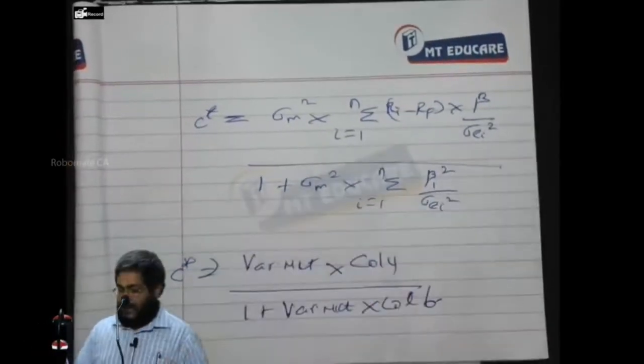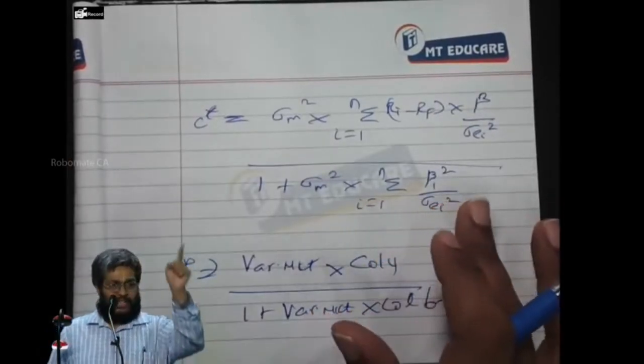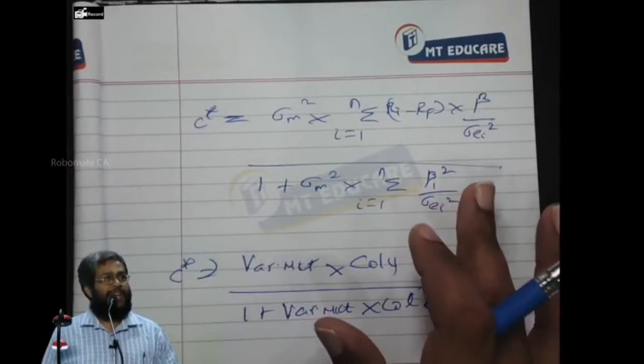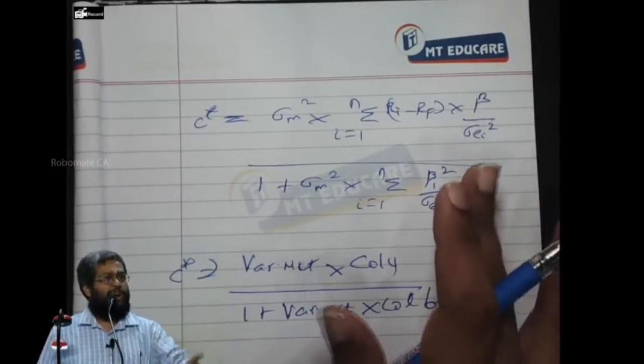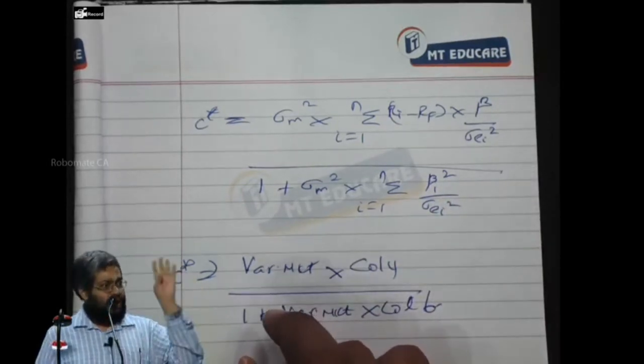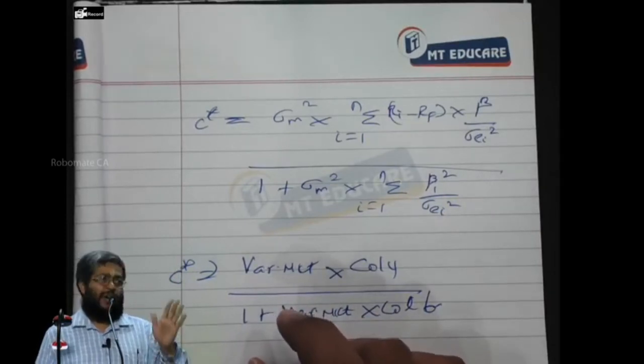Everybody, yes or no? Now tell me the formula. C star is equal to what? Variance of market into column 4 divided by 1 plus variance of market into column 6. Tell me once again what is the formula? Variance of market into column 4 divided by 1 plus variance of market into column 6.